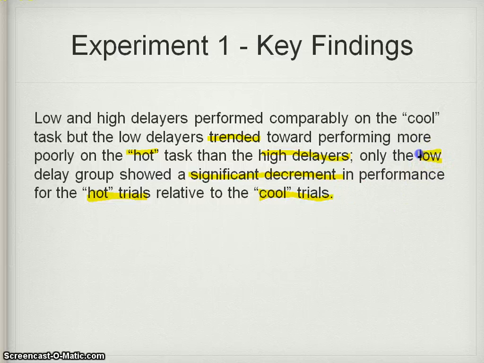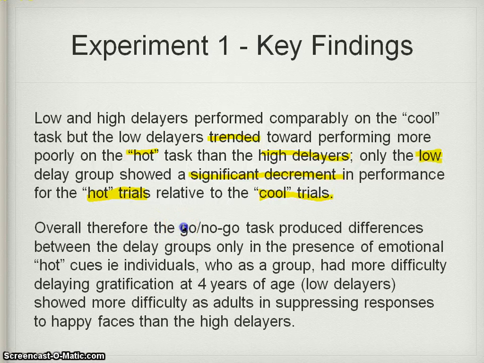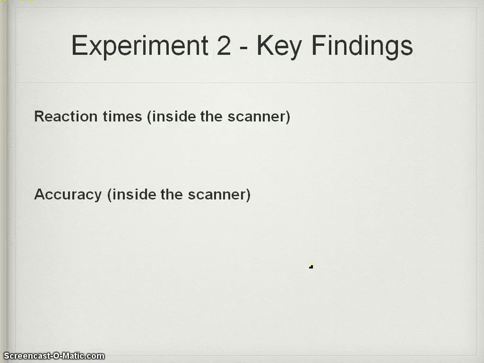It was just, if you just take the low delay group, they made significantly more errors in the hot trials compared to the cool trials. Okay. Overall, therefore, the go no-go task produced differences between the delay groups only in the presence of the hot cue. So only in individuals who had a group delay of gratification at 4 years old, the low delayers found it more difficult as adults in suppressing responses to happy faces. So as predicted, those who couldn't resist at 4 years old, the low delayers, also couldn't resist responding to the happy faces.